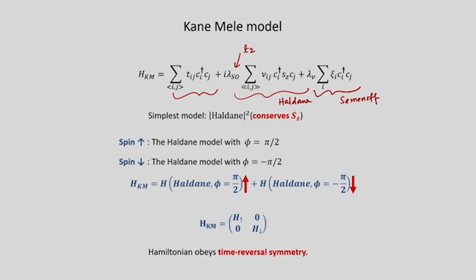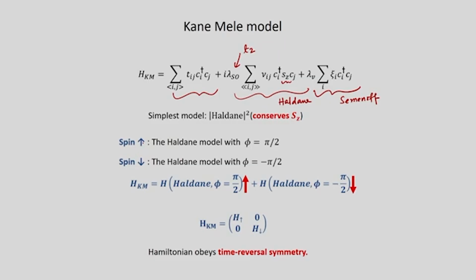Okay. So it's a simple model which is two copies of the Haldane model, and that's why it's written as Haldane squared, and it conserves the SZ component, the Z component of the spin angular momentum. I have written it with a capital SZ, but sometimes in literature it's written with a small sz. So here SZ denotes the Z component of the true spin, or the actual electronic spin. The upspin particles correspond to a Haldane model with a flux phi equal to pi by 2.